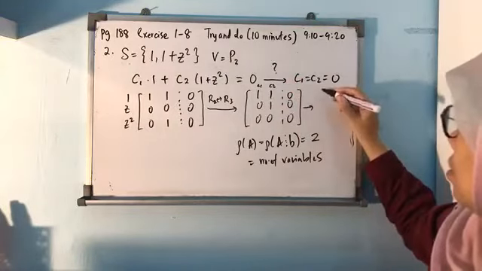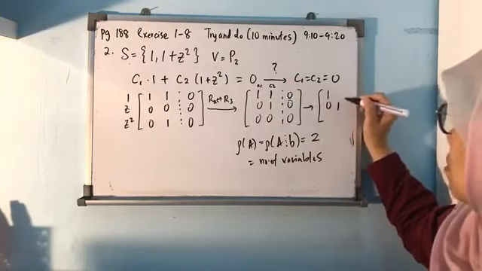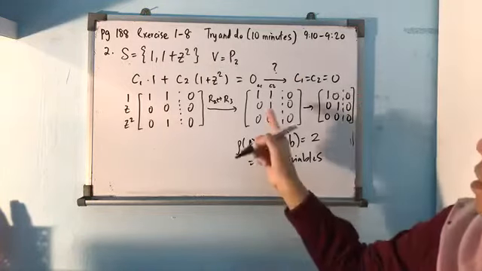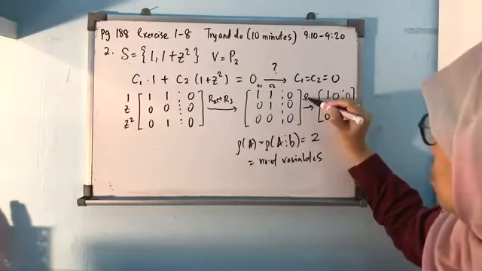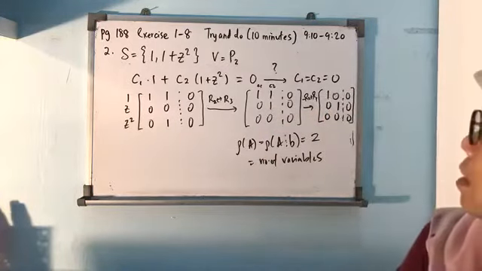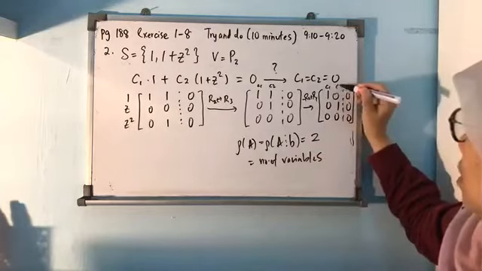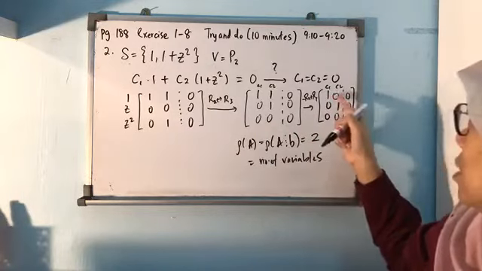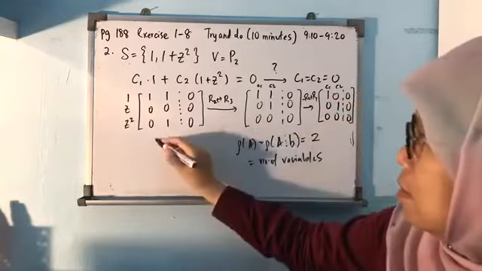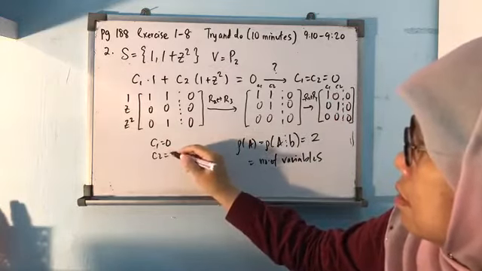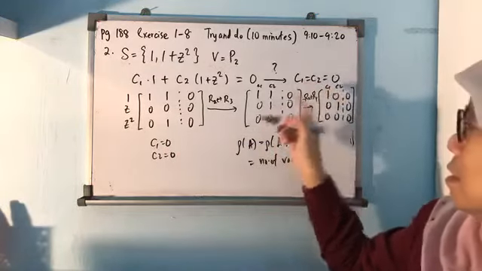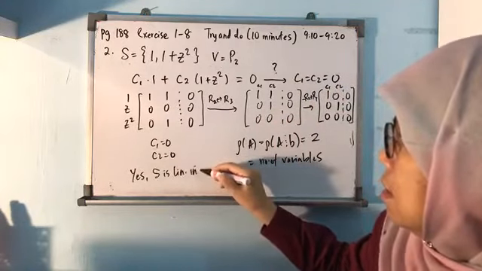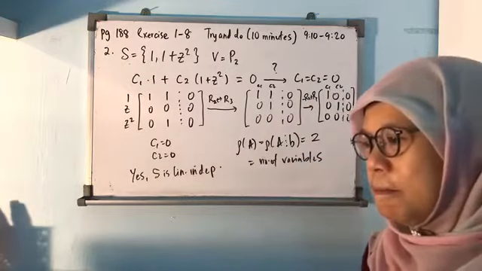Ataupun optional, negative row 2 plus row 1. You will also get this. So from here, directly, tak payah guna ni kalau terlupa, directly you can say C1 is 0, C2 is 0. Okay? Yes. S is linearly independent. Okay?